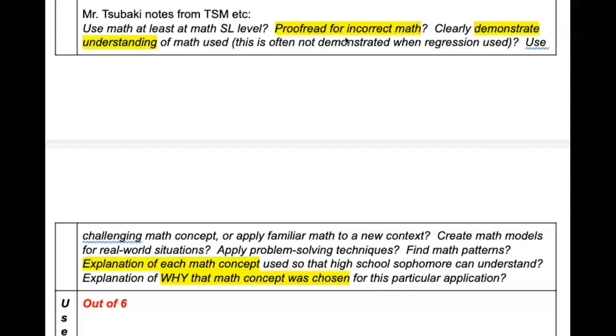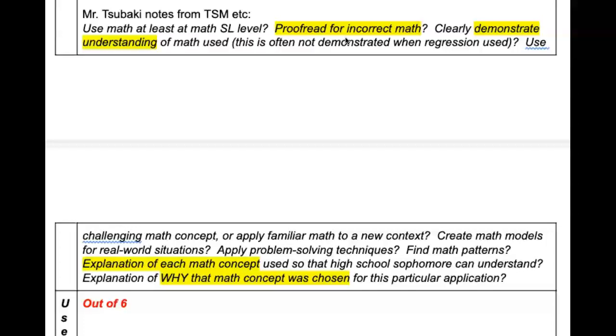When you introduce a math concept, you need to explain each math concept, again, as if you're talking to a 10th grader, which means that they don't know the concept yet. You need to explain the concept in your own words. You also need to explain why that math concept was chosen. That is something that is really difficult for you guys.